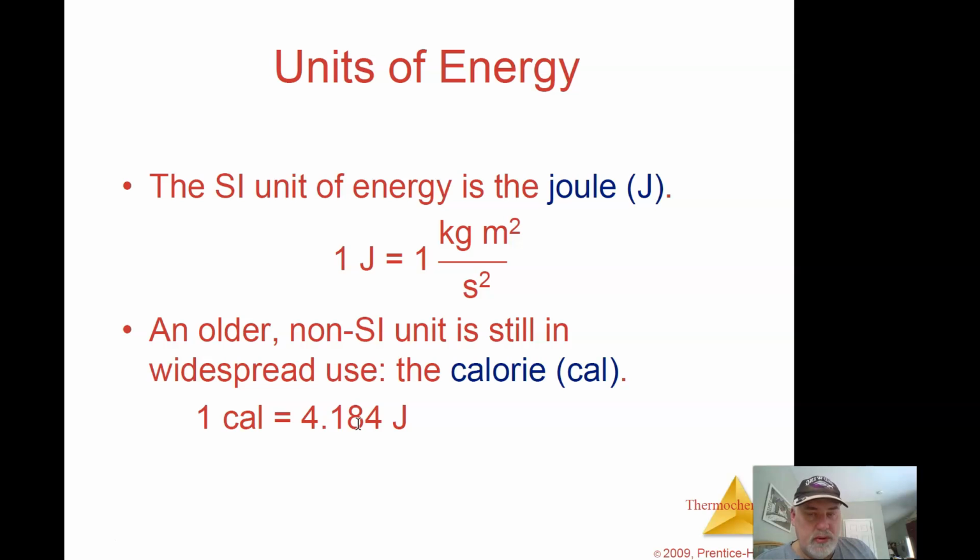4.184 joules in 1 calorie. Okay? And if you get like 4.18 and you can't remember what the last number is, you're definitely going to get partial credit for those kinds of things. But use this conversion, 4.184. Boom. Pound it in the old melon.